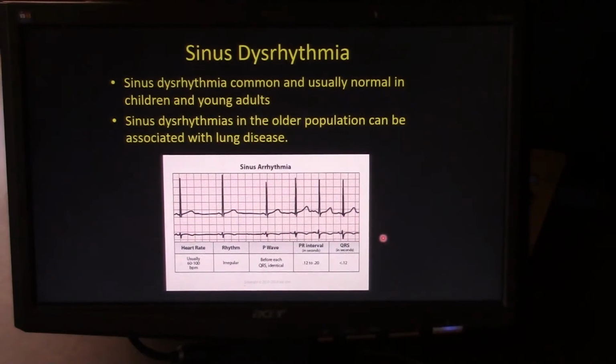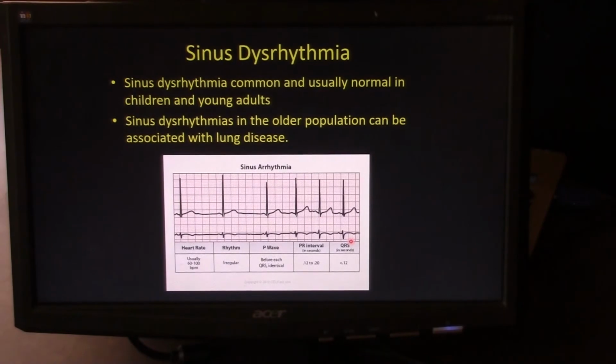And this is what it looks like. It's normal in children and young adults. I have seen respiratory sinus dysrhythmia in older adults, but I've also seen sinus dysrhythmia that was non-respiratory in origin. And again, that tends to be a little more serious, and that's something that I would report to the physician.